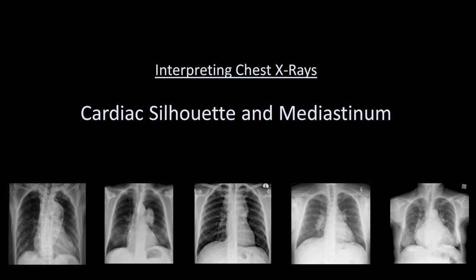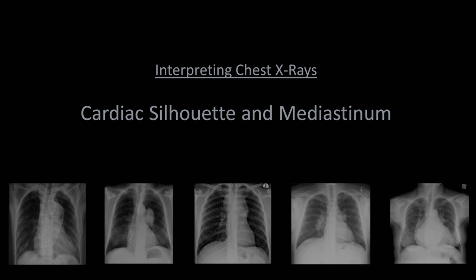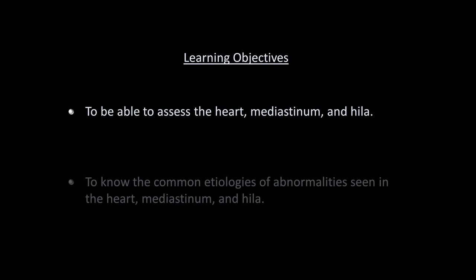This is the fifth video in this series on how to interpret a chest X-ray, and the topic is the cardiac silhouette and mediastinum. Learning objectives are to be able to assess those structures on X-ray and to know the common etiologies of abnormalities seen in them.